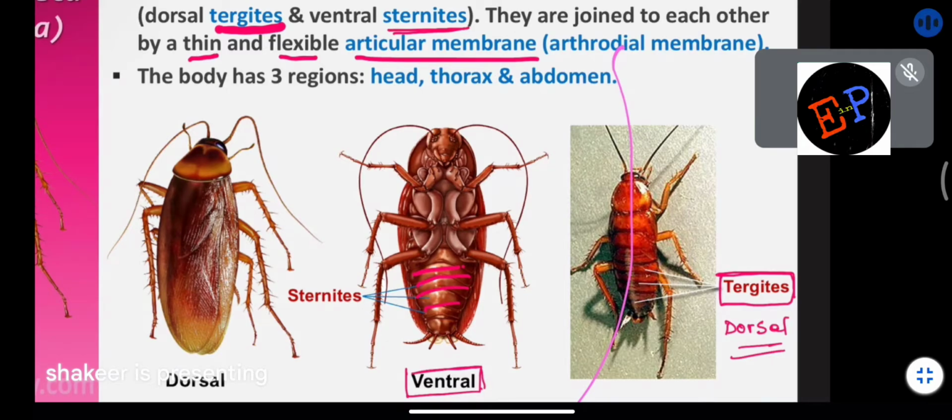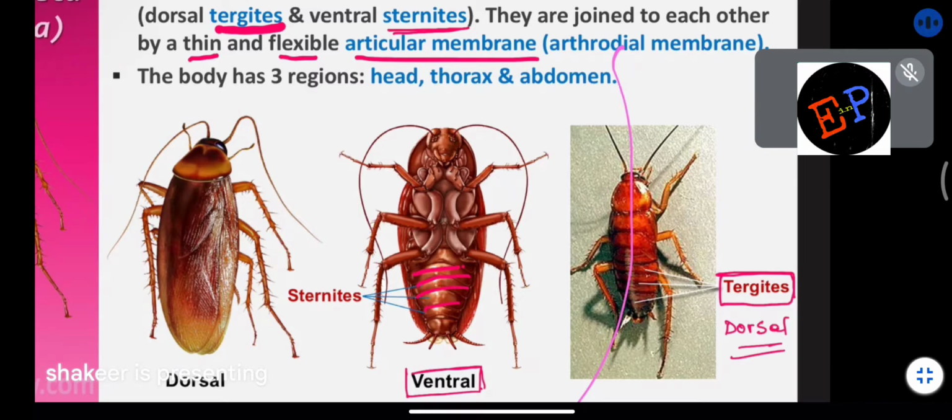So the body has three regions: head, thorax, as well as abdomen. These are the three body parts of the cockroach. Human body has what? We have head, we have thorax. This region where we respire is called thorax. And we have the stomach region also, which is called abdomen. And below the abdomen, we have legs also. Are you able to understand?